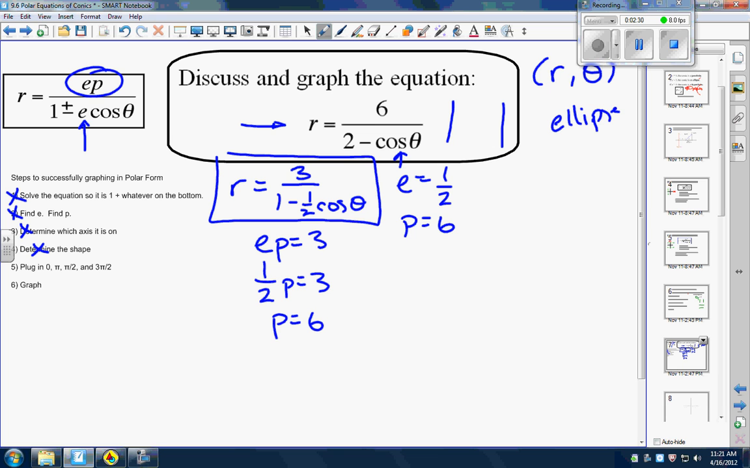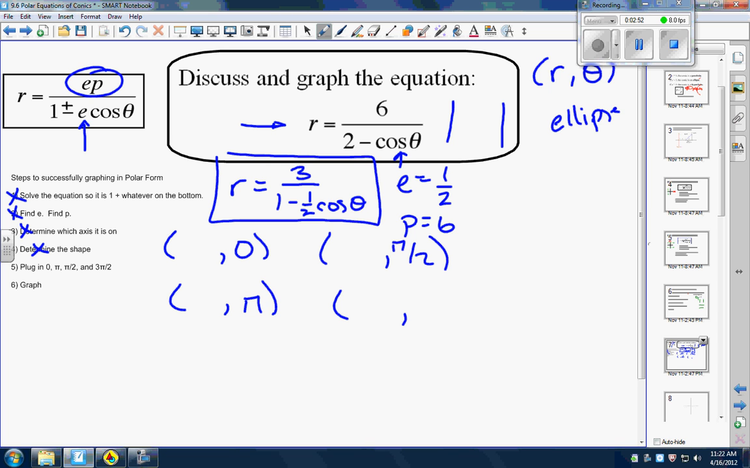Now, plug in 0, pi, pi over 2, and 3 pi over 2. So far I haven't done anything too difficult. We know anything polar is an r comma theta. So what I'm going to do is plug in a 0, a pi, a pi over 2, and a 3 pi over 2. Okay, this will be enough information to get me some points. You could use this guy right here to plug these in. It's got the 1/2 though, so some of the calculations may be a little bit more difficult.